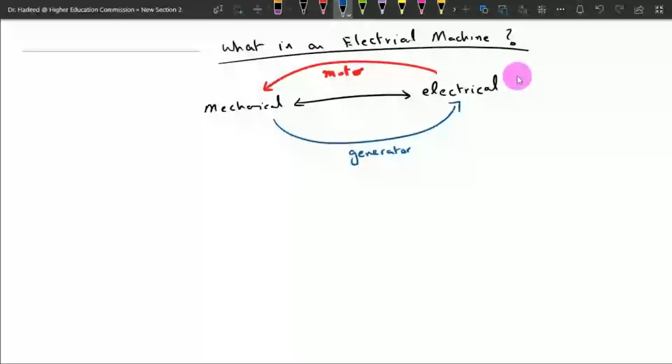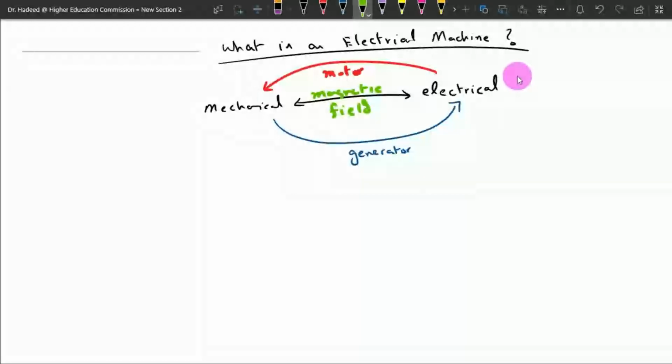Notice here that this conversion requires the action of a magnetic field that interacts with the mechanical part and the electrical part. So, there is a magnetic field requirement here, which is used to convert the mechanical form into an electrical form or from the electrical form to the mechanical form. And we have so much practical usage when it comes to electrical machines.